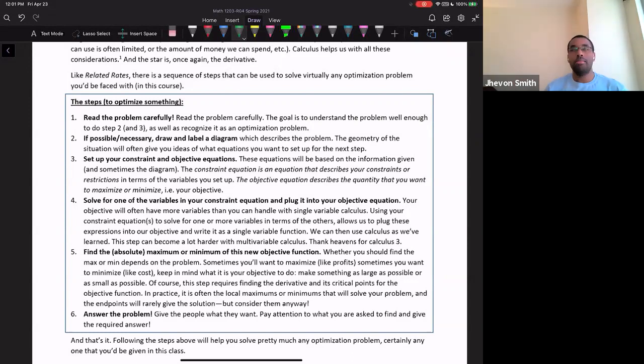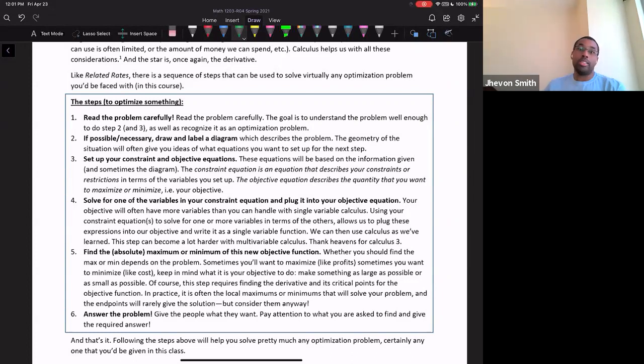every one in this class can be solved with these 6 steps. I don't know what it is with 6 steps. We had 6 steps for related rates. We had 6 steps for curve sketching. We had 6 steps for optimization. It's just a coincidence. It's not on purpose. Like there's no reason that there are always 6 steps, but there are 6 steps.